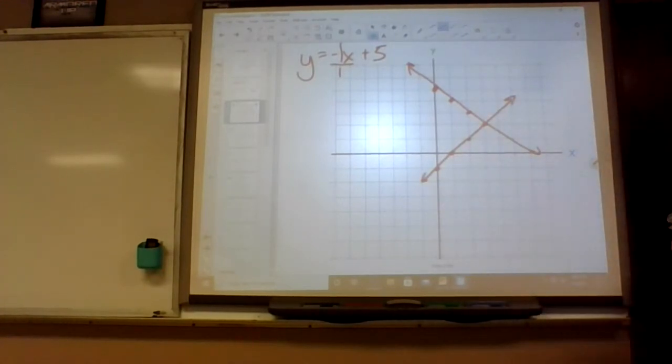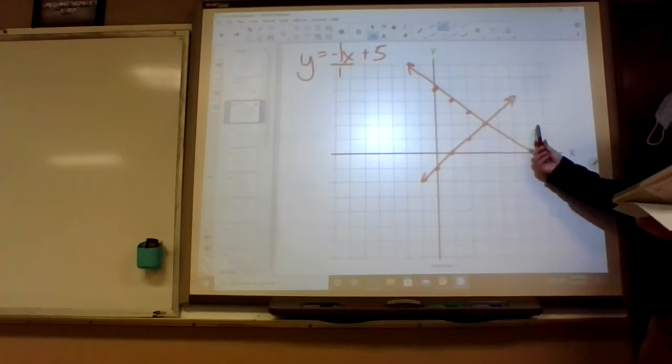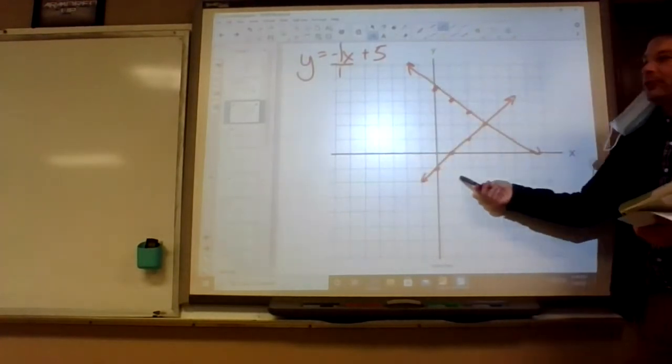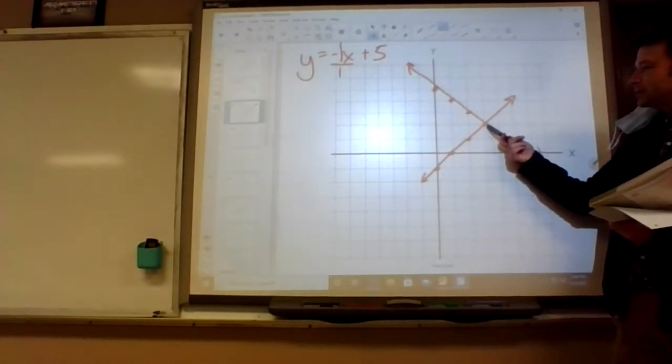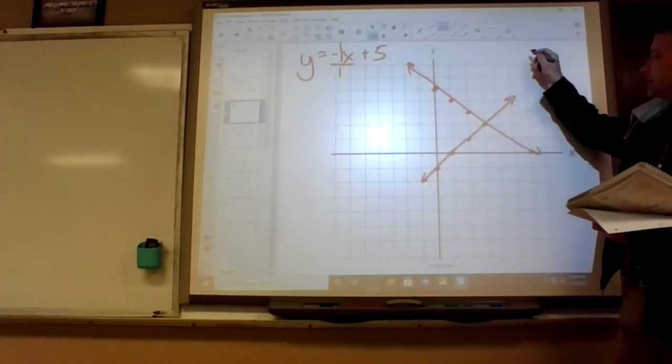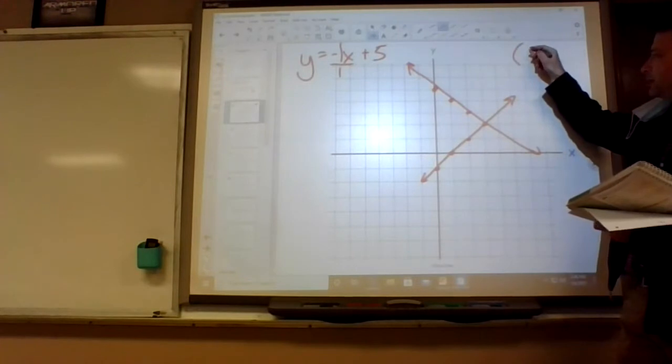Am I done? Yes. No. What am I missing? Oh, you guys, I'm missing the answer. I am going to give you credit for drawing the graph like a point, but also you get a point for the right answer. 3 over 2 up. 3, 2. Okay, it's not a slope.